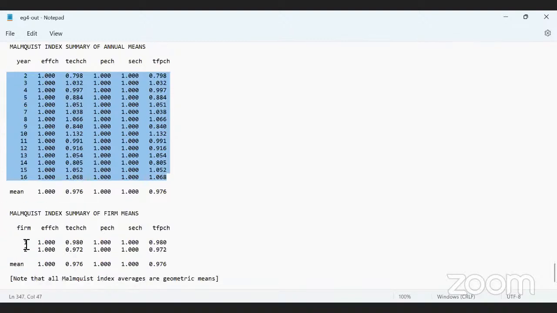Lastly, these two will tell us the summary of all the 16 years for these two states. One denotes Punjab, the second one is Haryana. So for the first state, TFP is 0.98. The second one is 0.97, which means in case of TFP, both are less than 1. And in case of technical efficiency, both are technically efficient in wheat production.